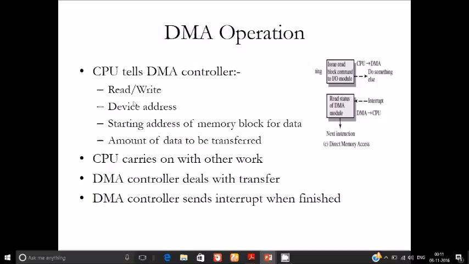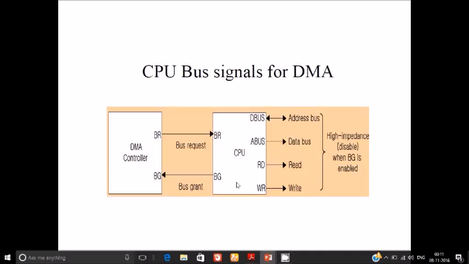So what are the DMA operations? The CPU tells the DMA controller whether to read or write, the device address, the starting address of memory for the block of data, and the amount of data that is to be transferred. This is what the CPU tells it, and the CPU carries on with other work. During this time, the DMA controller deals with the transfer, and the DMA controller sends an interrupt when it has finished. So here the workload on the CPU will be reduced.